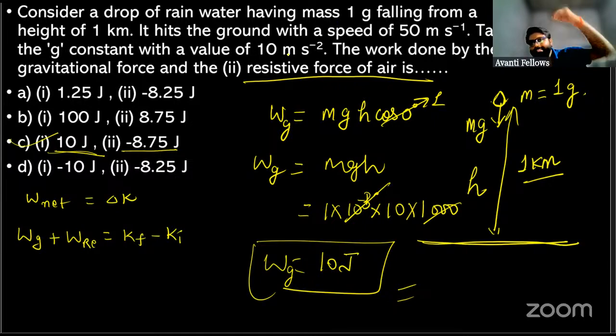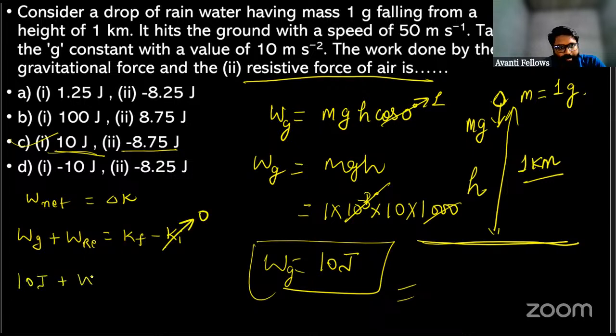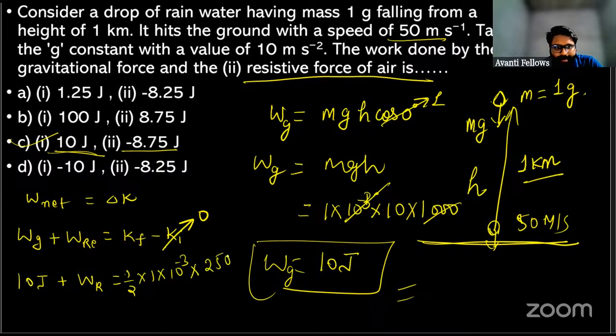Initially when the rain is dropped, ठीक है, this rain droplet is falling, so it starts falling from zero velocity. It's a free fall. So initial kinetic energy will be zero. Work done by gravitational force is 10 joule plus work done by resistive force we want to calculate, and the velocity when it hits the ground is given to you here. The velocity is given as 50 meter per second. So we can say 1 by 2 times m v square. m is 1 into 10 raised to the power minus 3 and v square is 2500.